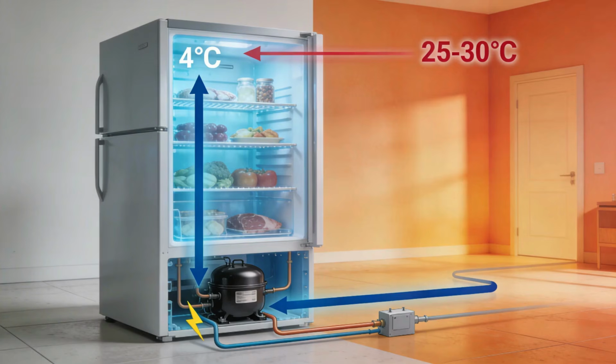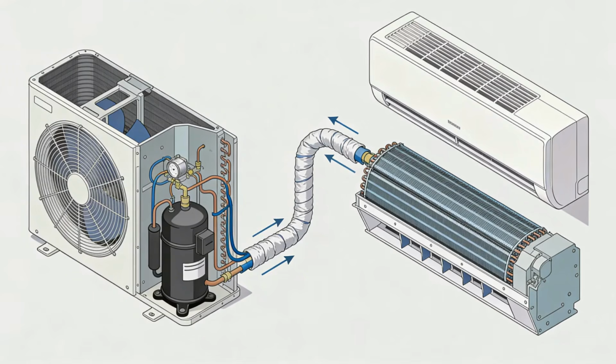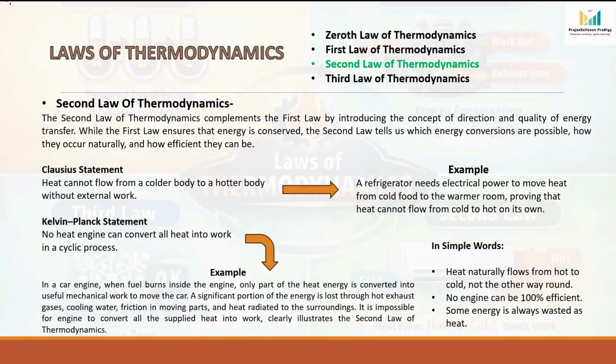Many people think that refrigerators send cold air inside, or in case of an air conditioner, it supplies cool air into the room. But thermodynamically, that is not the real story. In reality, refrigerators and air conditioners do not create cold. What they actually do is remove heat from a colder space and throw that heat outside into a warmer space. This means heat is being forced to move from cold to hot, which is opposite to the natural direction of heat flow. To do this, we need external work. And in refrigerators and air conditioners, this work is provided by electricity.